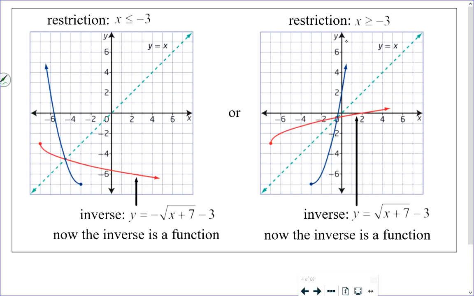That's a useful thing to remember for parabolas, which are quadratic functions, or the v's, which are absolute value functions. But the bottom line is you restrict the domain so the graph of the original only goes up or only goes down.